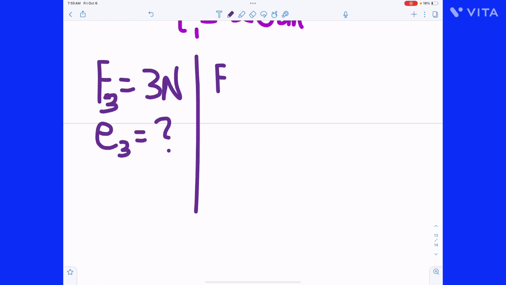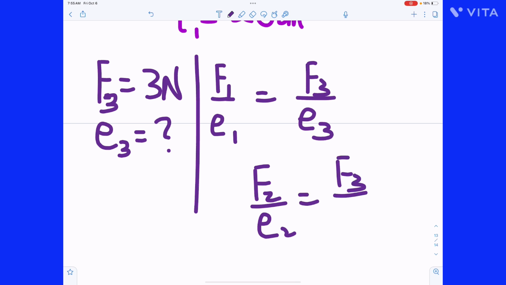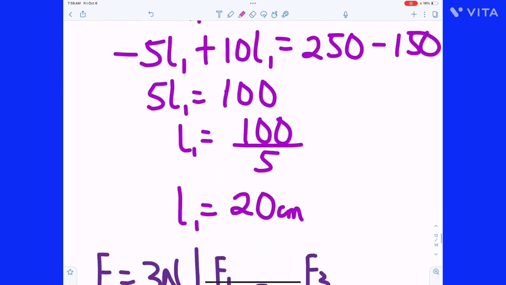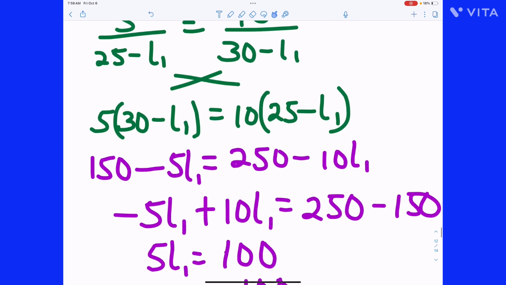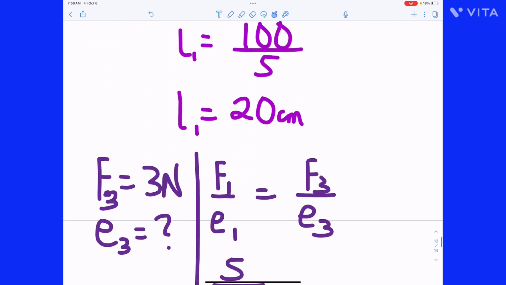We will say F1 over E1 should give us F3 over E3. I can use any one. I can also use F2 over E2 is F3 over E3. I can use any set I like. But let me use F1 over E1 is F3 over E3. What's our F1? Our first force was 5 newtons. And the extension produced will be what? 25 minus L1. Now that we know L1 is 20, the extension produced by the 5 newton force will be 25 minus 20. So instead of writing L1, I can put the value of L1 that I have gotten.